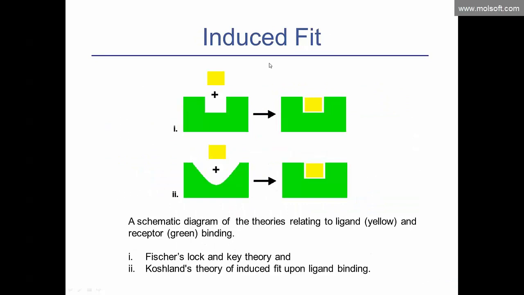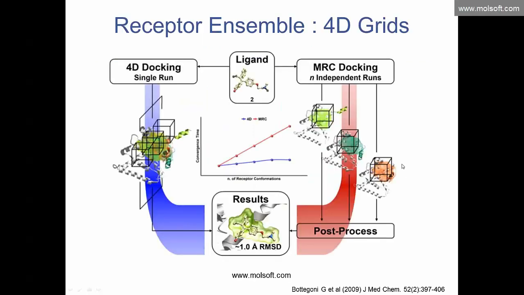So if you're not familiar with induced fit, the original model was Fischer's lock and key, whereby the ligand would bind and match perfectly, but in reality that's not the case. Usually binding is more related to Koshland's theory of induced fit. So when the ligand binds, the receptor changes shape to accommodate the ligand. So it's this kind of docking that we will be doing today.